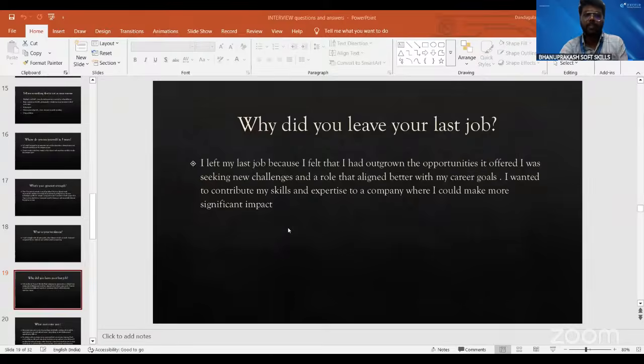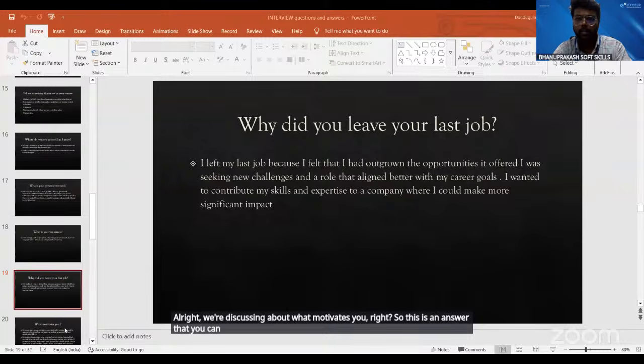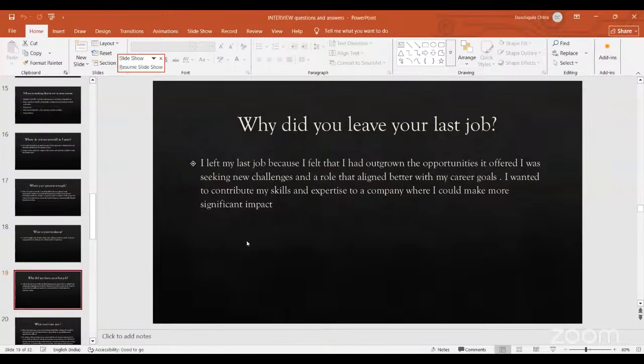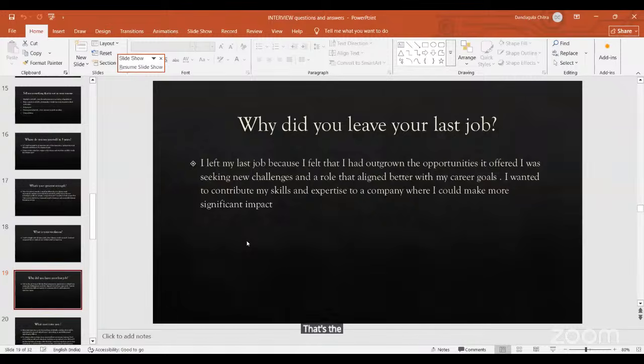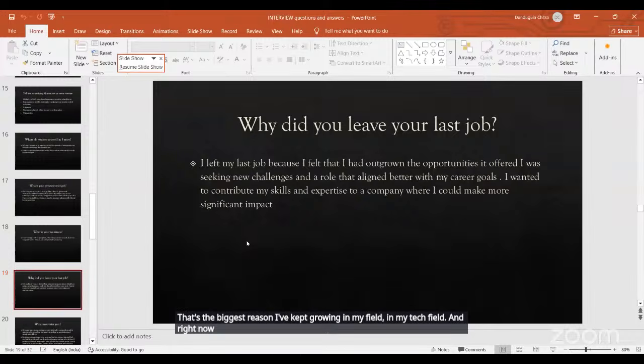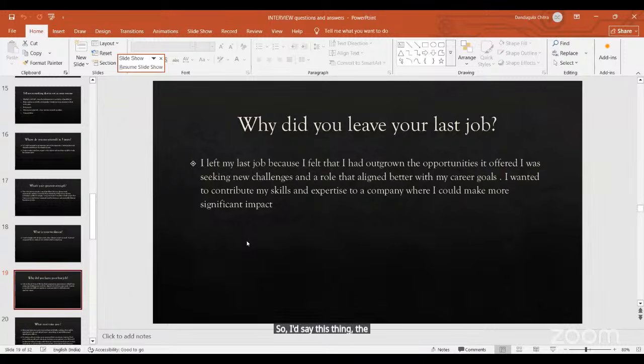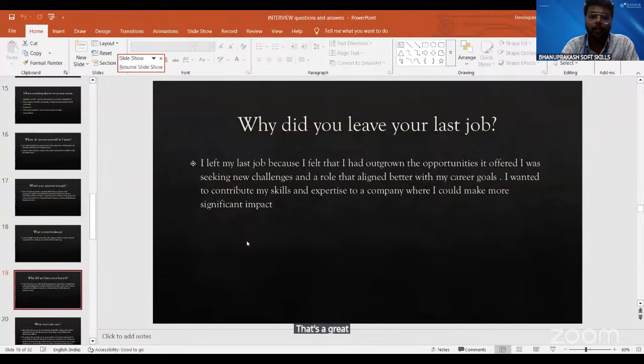All right. We're discussing what motivates you, right? So this is the answer that you can give. Yes, Hiba. So I'd say what motivates me the most is that I figured out my ability of fulfilling my dreams. That's the biggest reason I've kept growing in my tech field. And right now, I'm figuring out a lot about myself. So I'd say the ability of fulfilling my dreams keeps me motivated. That's a great answer. Thank you.